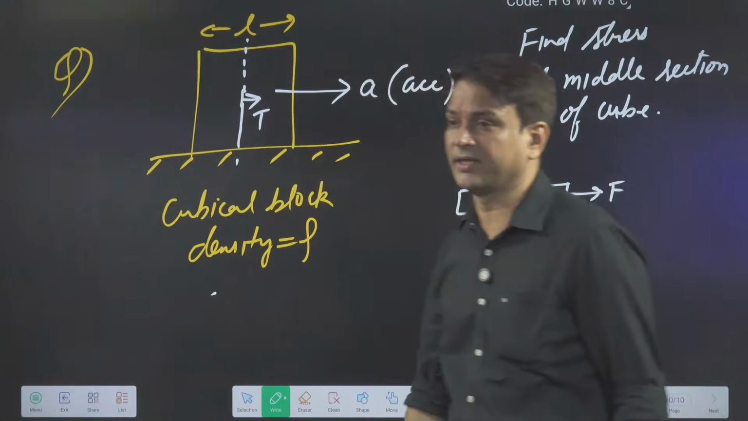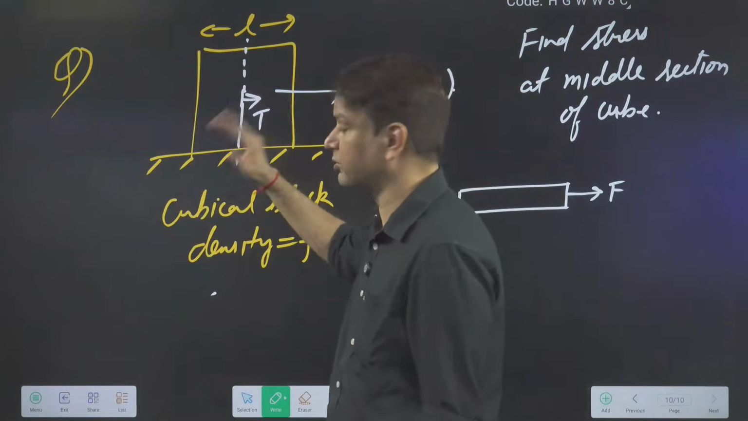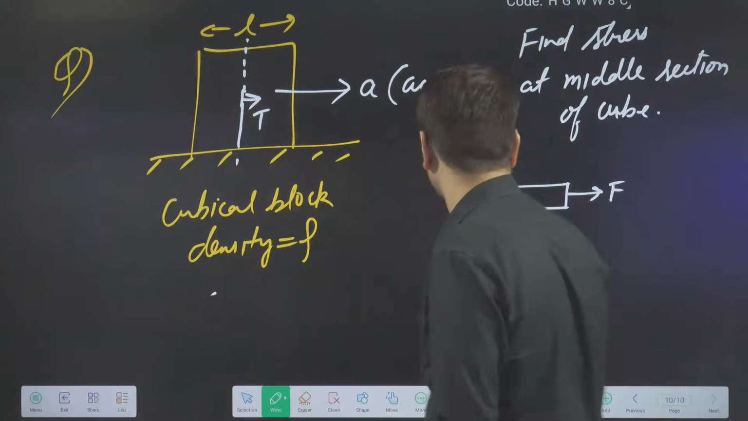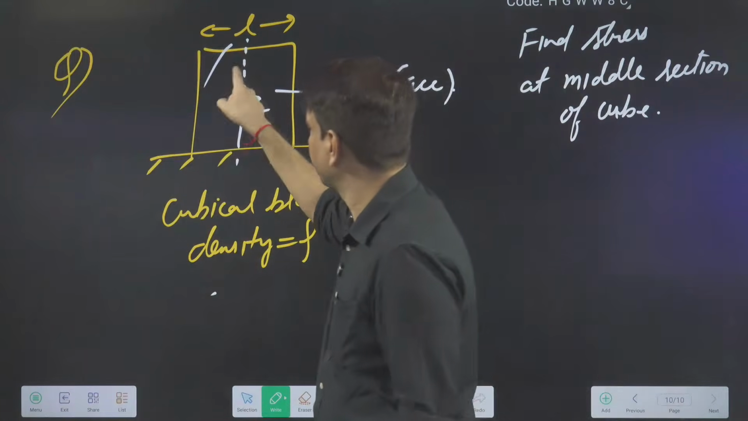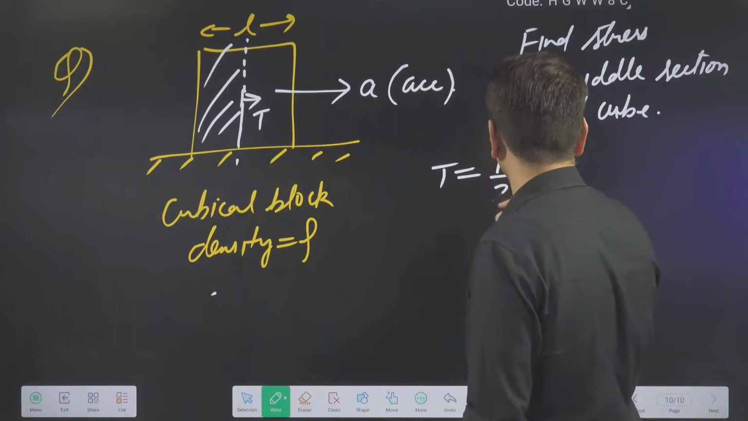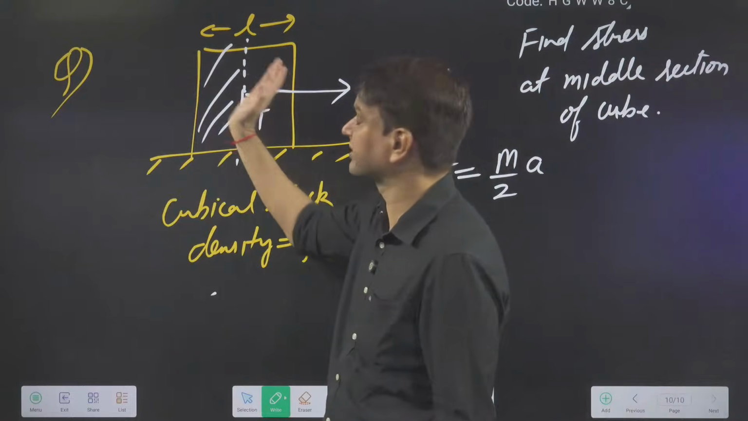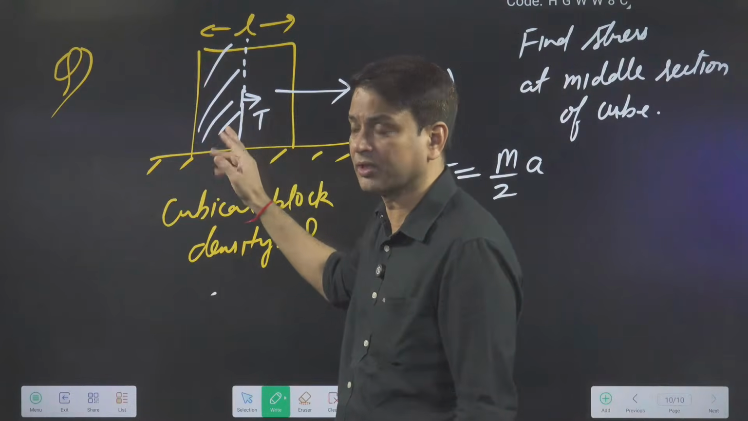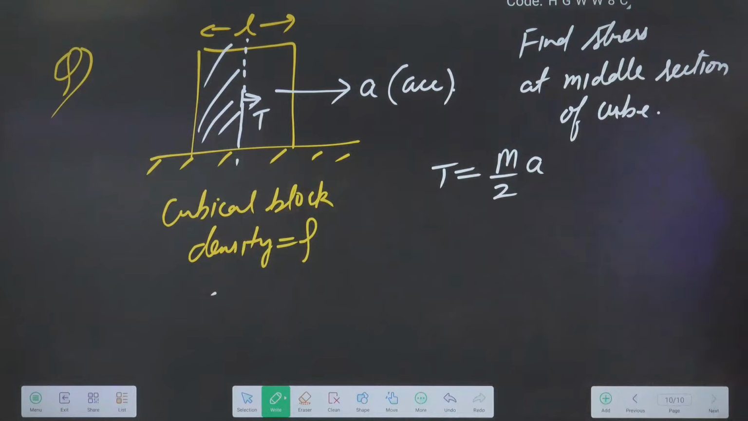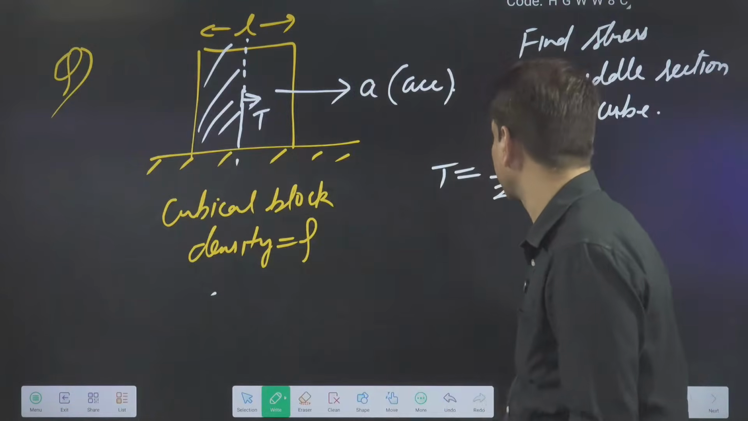Suppose I take the tension as T. Now this cubical block I can separate into two parts, this and this. This part, who is giving the acceleration? For this portion, the force relation will be T is equal to m by 2 into a. Why m by 2? Because how much mass is on this side? M by 2, because I am asking at the mid portion. So I can say T is equal to m by 2 into a. Everybody got this or not? Now that tension upon area will be the stress at the mid portion.